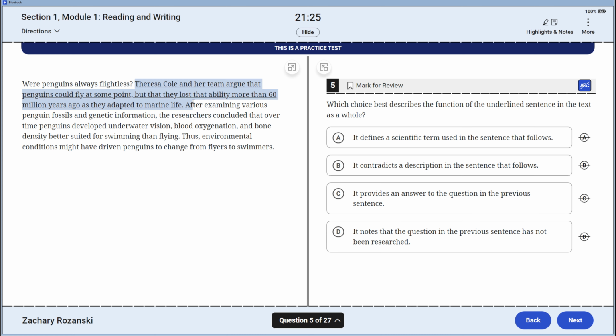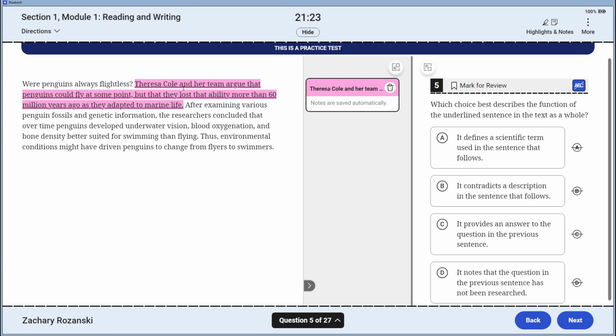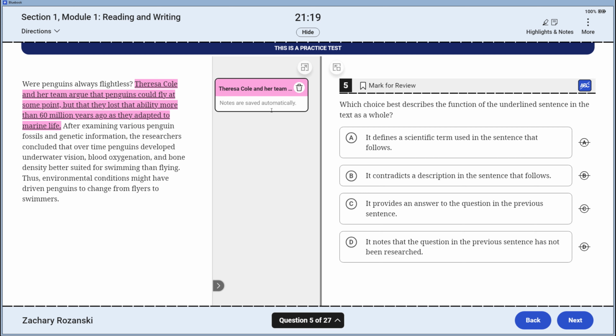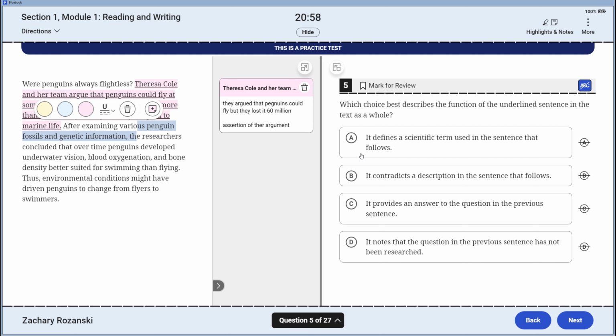5. What is this sentence doing? Let's give it a little summary. They argued that penguins could fly, but they lost it 60 million years ago. So this feels like an assertion of their argument. As they adapted to, I couldn't imagine. I mean, I can imagine flying penguins.